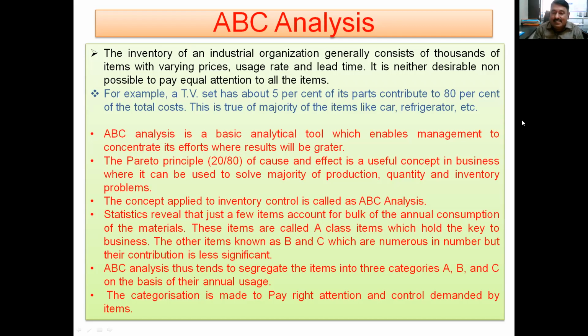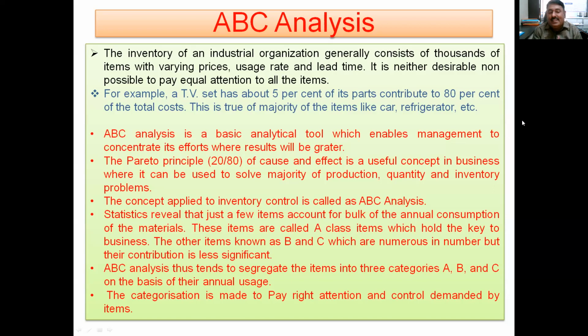Then usage rate. The nut bolts are required, for example, at a consumption of 1000 per day. For the casting, two castings are required in a month. Again, and the lead time. So what order is required to be given for that nut bolt, and what order is required to be given for this casting? So it is neither desirable nor possible to pay equal attention to all the items. Nut bolts are not that much important, and casting is also not that much important. No. Here, more focus is required on a few items, and less focus is required on many items.